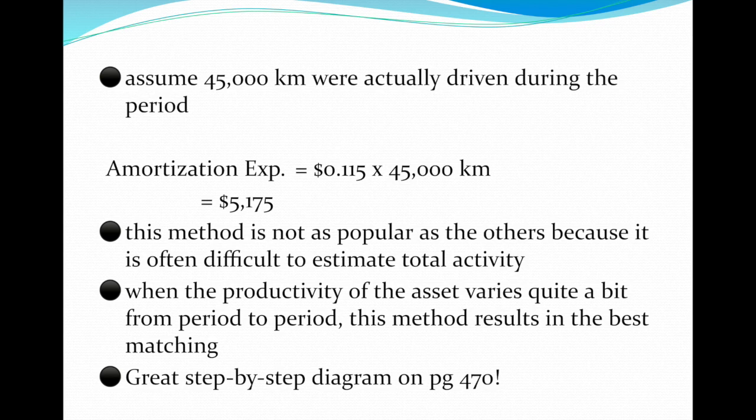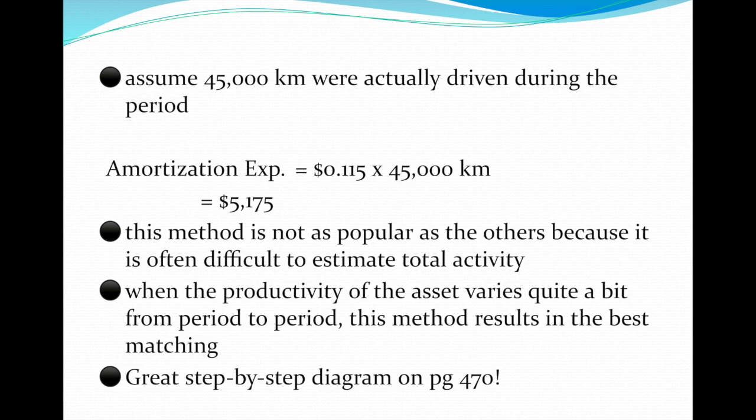Now, obviously some assets aren't applicable, and different scenarios will warrant different methods of calculation. But what's nice is it makes the amortization calculation very flexible and adaptable to changing circumstances and changing usage of capital assets. This method is not as popular as the others because it's often difficult to estimate total activity. For a car, it's fairly easy. You just look at the odometer and see how far you've driven. For machinery, you can estimate how many times it's being used, but that depends on the type of machine, right?